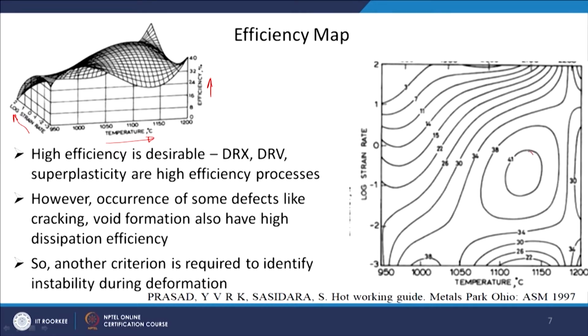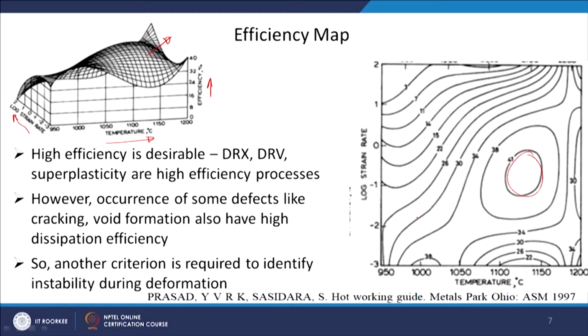Okay. So, you have these kinds of contours, which are coming from this 3-dimensional envelope, and now it is a 2-dimensional envelope, which is giving you the efficiency at different places. Okay. So, 41 means 41% efficiency, that means 0.41 eta, or in terms of percentage you can say 41%, and then 38%, 34% and so on. Okay. So, this is what we call an efficiency map.